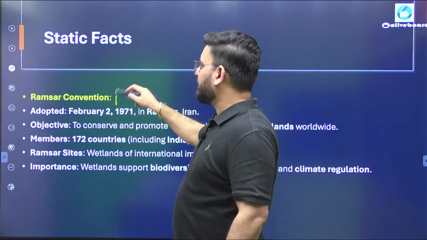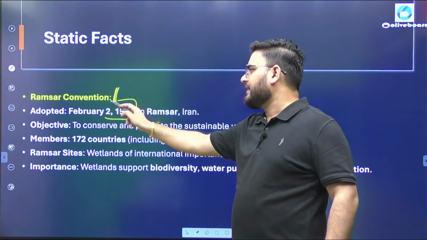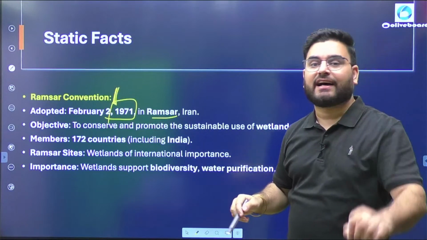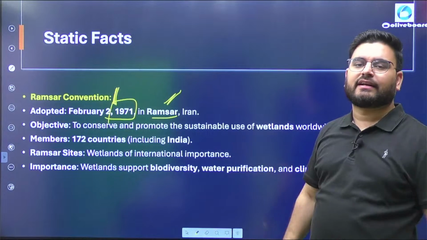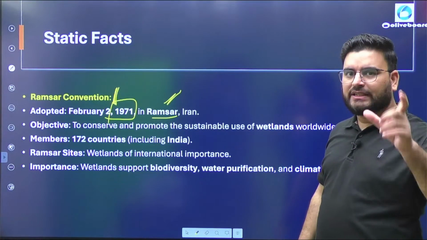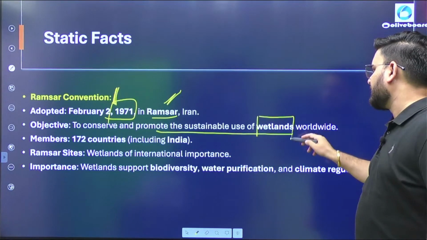Next, we have some static facts related to it. So, Ramsar Convention. It was adopted in 1971. Ramsar is the name of a place in Iran, right? So, Ramsar is a place in Iran where this convention was adopted in 1971. Objective was to conserve and promote the sustainable use of wetlands.